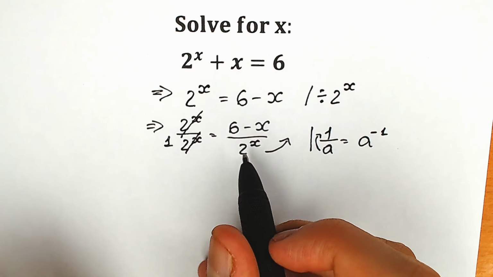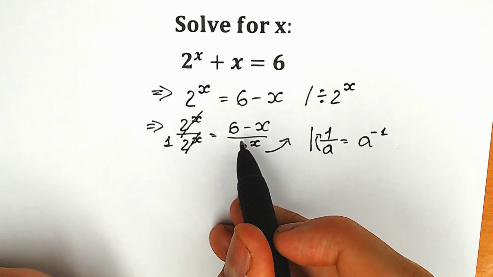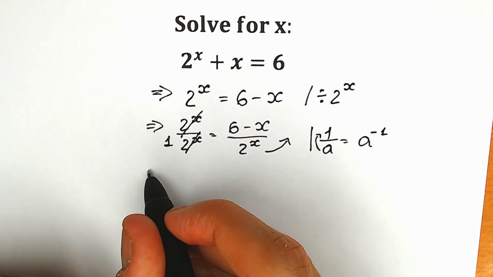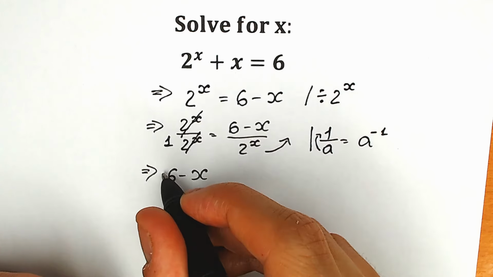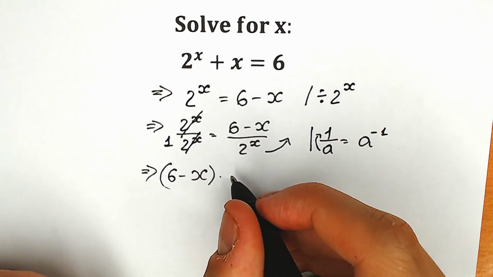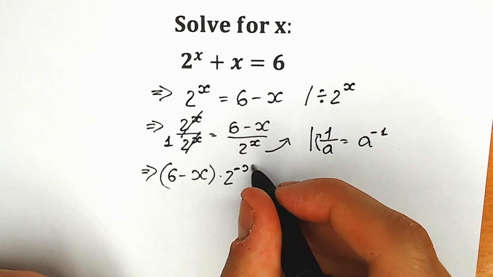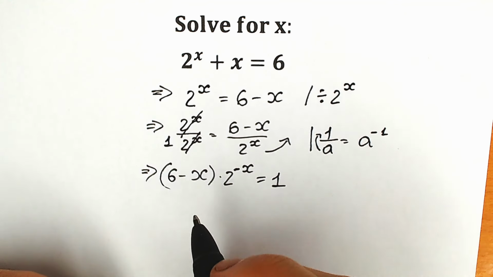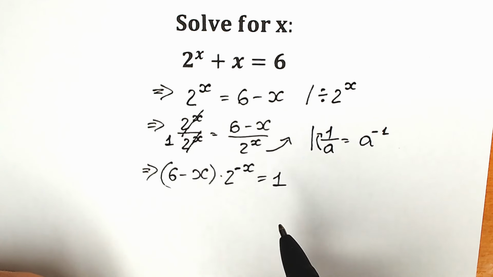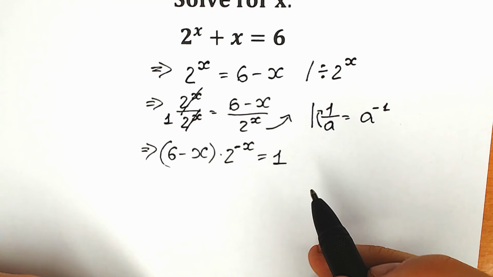And secondly, let's change position. So this expression we're going to write on the left side, this one on the right side. As a result, what do we have? We have 6 minus x on the left side times, as I said before, we're going to write it in our numerator, so 2 to the power minus x. And on the right side we have only our 1, because we prefer our variables on the left side, our constant on the right side.